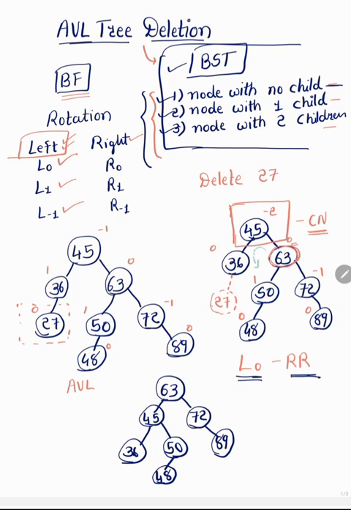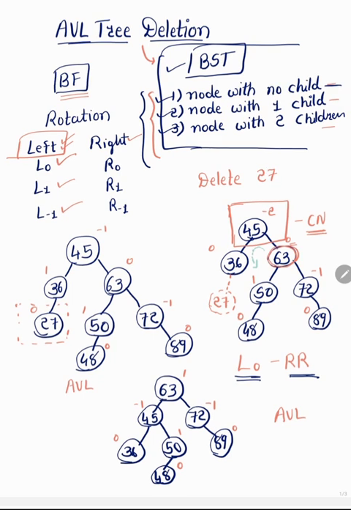This rotation is done, the RR rotation, that means it's an L0 rotation here. Now I need to check the balance factor. For 89 the balance factor is 0, 36 the balance factor is 0, 48 the balance factor is 0. For 50 the balance factor is 1, for 45 the balance factor is minus 1, for 72 the balance factor is minus 1, and for 63 the balance factor is 1. Now here as you can see, this is a balanced tree. So this is now your AVL tree, right? So this is L0 rotation. I hope you understood the L0 rotation.